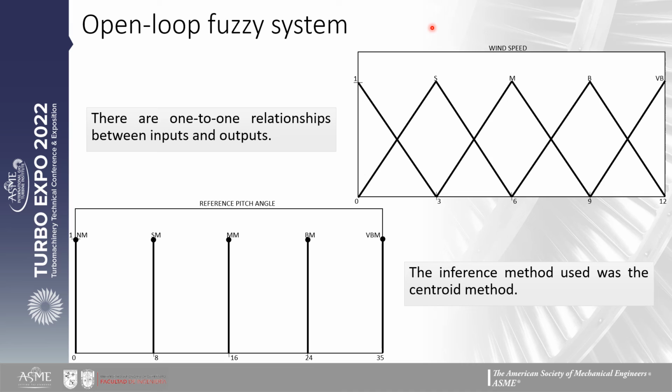Okay, these are the inputs and outputs. We categorize this according to the wind speed. This reference pitch angle is categorized according to the wind speed. There are one-to-one relationships between inputs and outputs, and the inference method that we use is the centroid method.